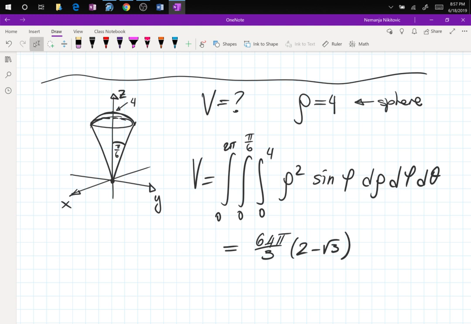They don't use rho and theta in the book. Do they use different variables in the book? No. Rho, phi, theta, that's what they use. Which page are you on? 1059. I have rho, phi, and theta.